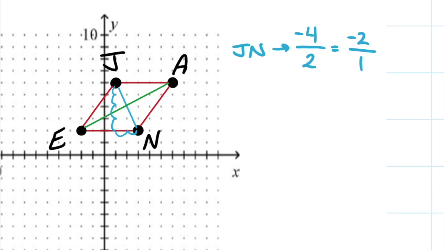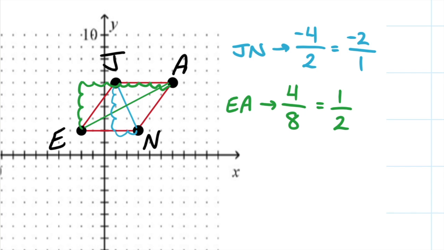I'm also going to take a look at the other diagonal from E to A. Going from E to A, I'm going up 1, 2, 3, 4. I'm going over 1, 2, 3, 4, 5, 6, 7, 8. So 4 over 8 for my rise and run. 4 over 8 is the same thing as 1/2.